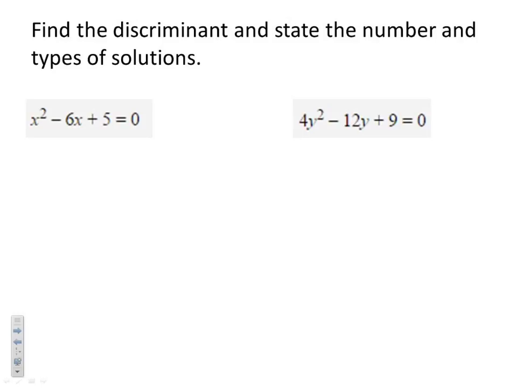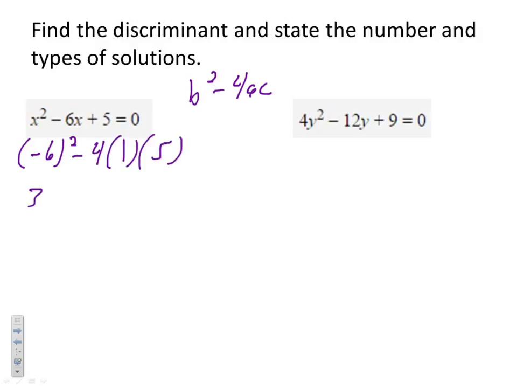All right. Find the discriminant and state the number and types of solutions. So the discriminant is b squared minus 4ac. Okay? So, what is b here? B is negative 6. So that's negative 6 squared minus 4 times 1 times 5. So that's 36 minus 20, which is 4. So what kind of solution am I going to get here? Am I greater than 0? Yes. So my discriminant is 4, and I'm greater than 0. So that means that I have 2 real roots. And let's just say that they're distinct. Do you know what that means? Distinct means different. They're 2 distinct roots that are different, all right?